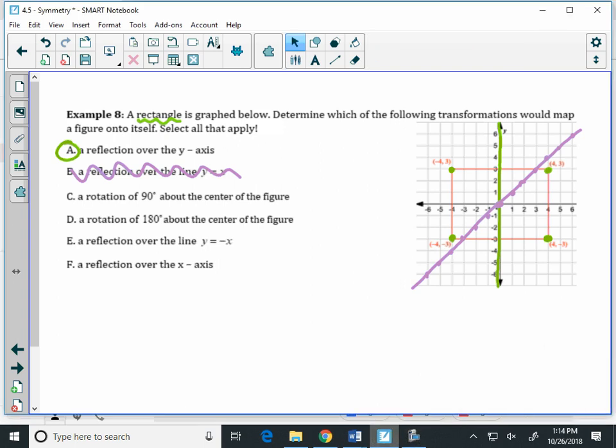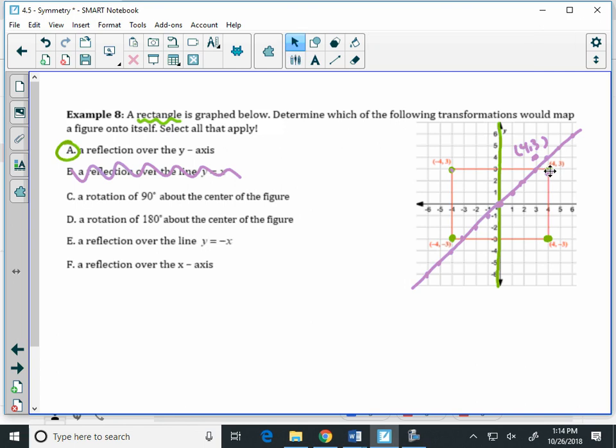And if all else fails, just do the reflection. Pick a point. I'll pick 4, 3, reflected over that line. You go up. Since we went up 1, we're going to go left 1. And that's where the point 4, 3 lands. Well, that point 4, 3 did not land on a corner, so it did not map up onto itself.